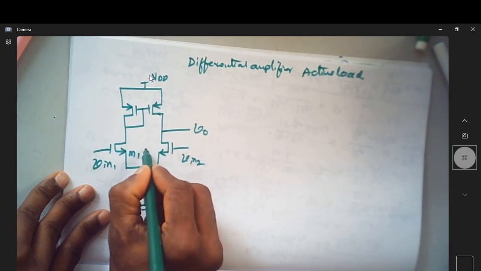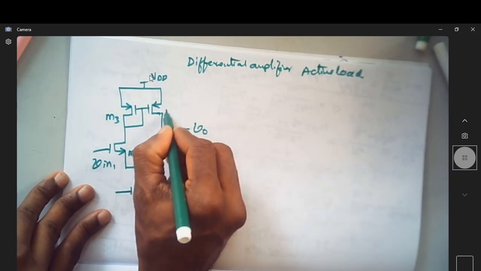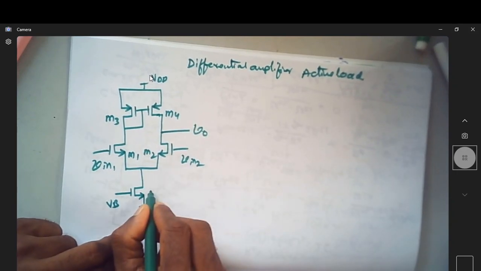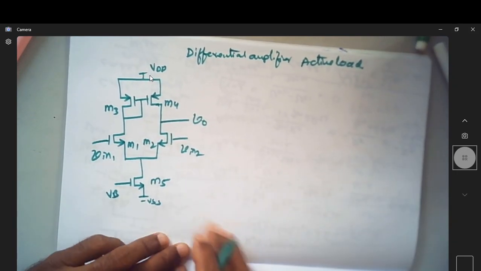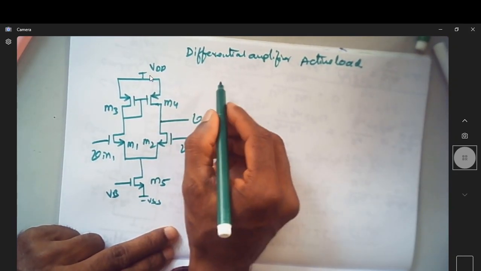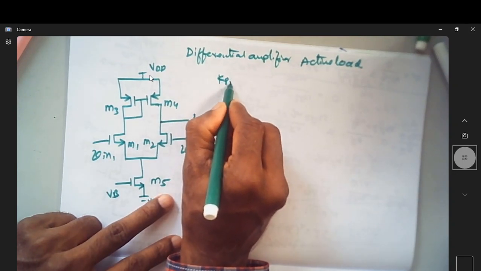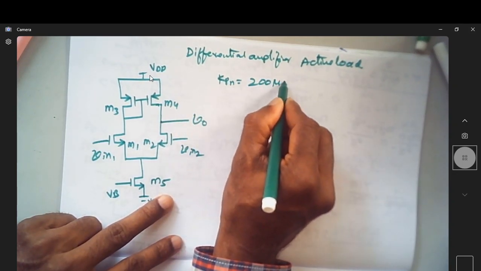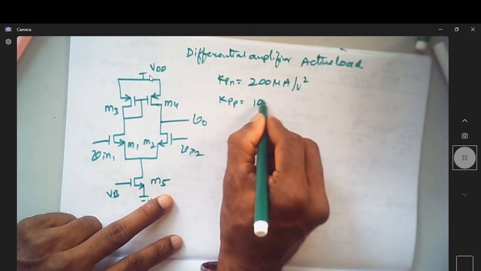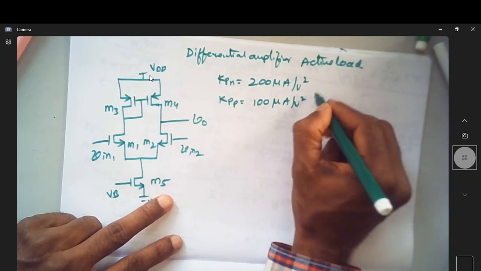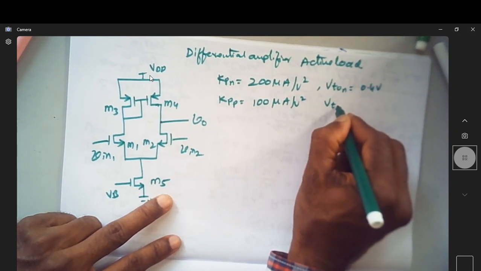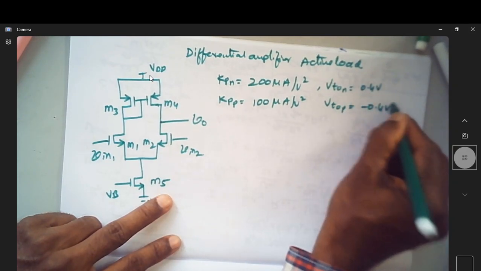Let us name them M1, M2, M3, M4. This is again NMOS. So let us have some bias voltage. This is M5, and here is the point where you take the single-ended output voltage. Let us assume Kp of the NMOS transistor as 200 microampere per volt square, Kp of PMOS as 100 microampere per volt square, VTO of NMOS as 0.4 volt and VTO of PMOS as minus 0.4 volt.